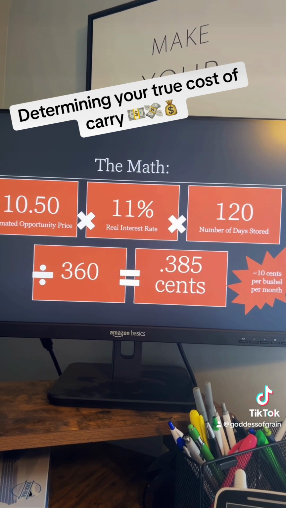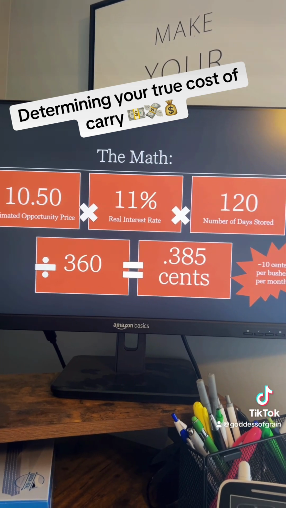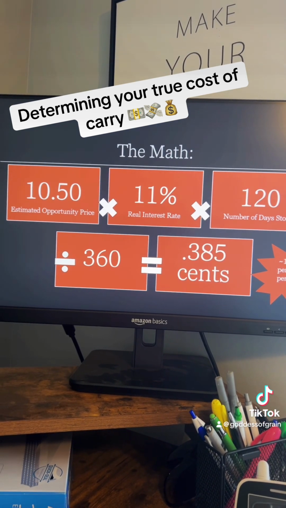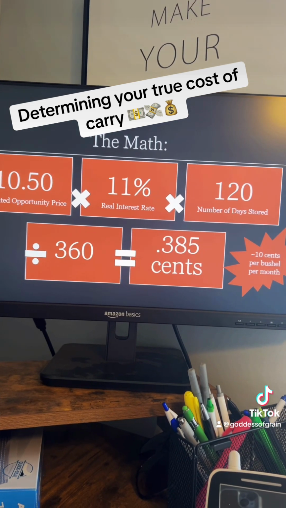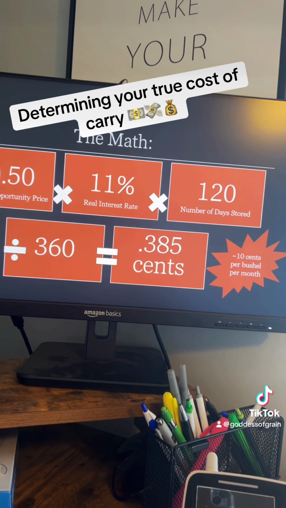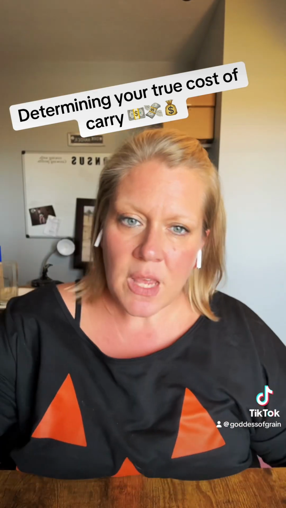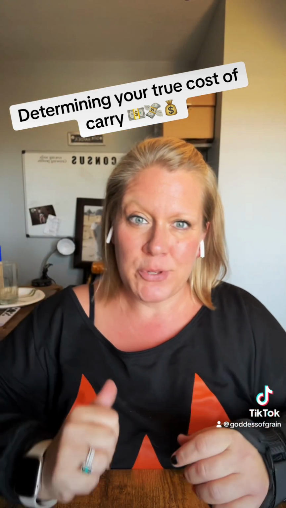So anywho, 1050 times 11% interest rate, 120 days stored, 4 months there, divided by that 360, and that gets you 38.5 cents, or around 10 cents per bushel per month. At least that number is close enough for the girls I run with. So there you go. Pretty simple.